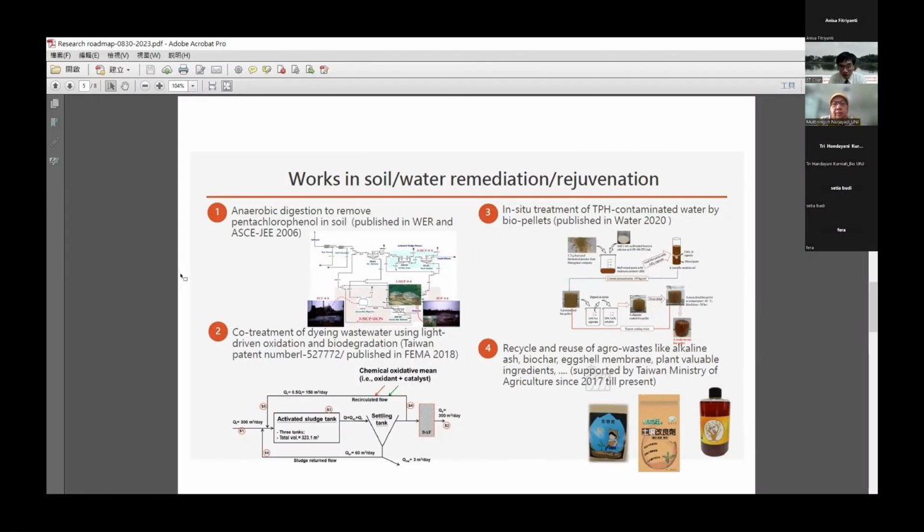The first one, we use anaerobic digestion to provide electrons. Then the electrons dechlorinate the pentachlorophenol into tetra, tri, di, and monochlorophenol. We published this work in a journal article. We also talk about the co-treatment of dyeing wastewater here using light-driven oxidation and biodegradation.